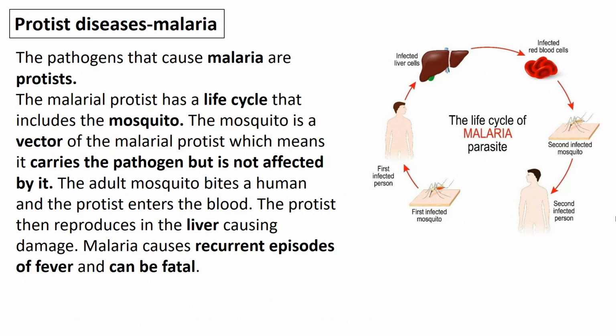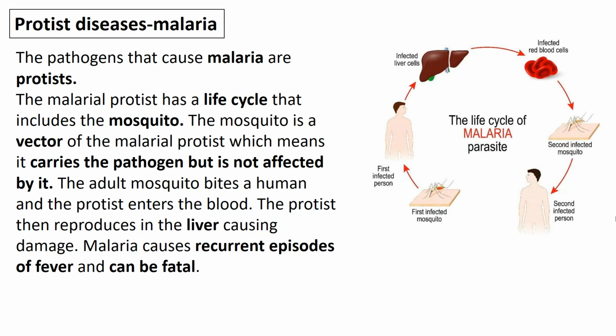The protist disease that you need to know about is malaria, and the pathogen that causes malaria are these small protists that actually live inside a mosquito. So the mosquito is a vector of this malaria protist, and because it is not harmed by the protist itself, it carries the pathogen, but it's not affected by it. So if an adult mosquito, which has the malaria protist inside it, bites a human, the protist enters the blood. The protist then reproduces in the liver, and that causes the liver to become damaged. Obviously, the protist is then in the blood.